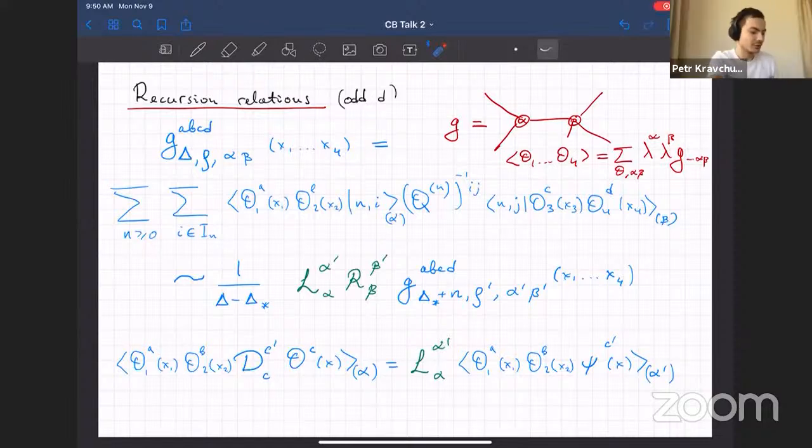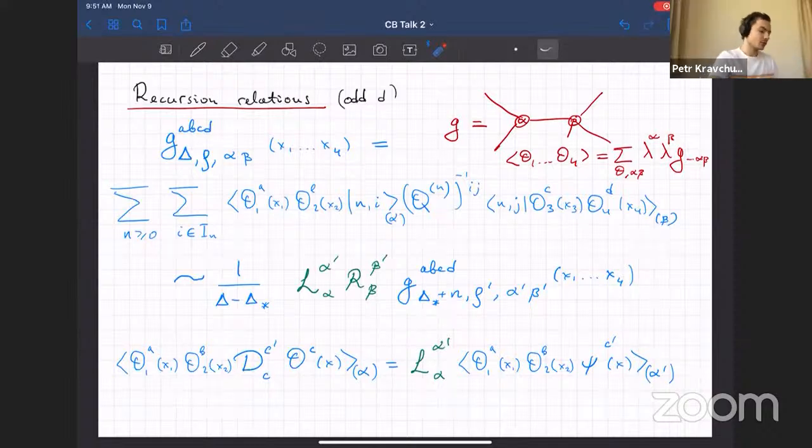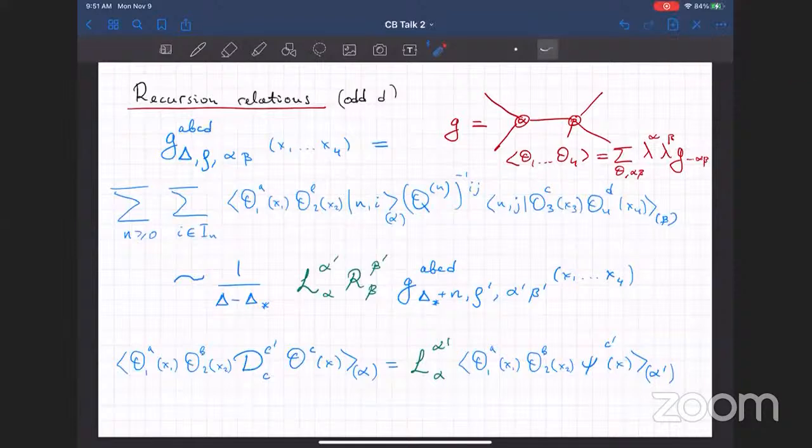Alpha and beta label different 3-point structure constants for a given 3-point function. So each alpha and beta is like a collection of three labels of primary fields in this theory, yes? No. So let me remind you about this.